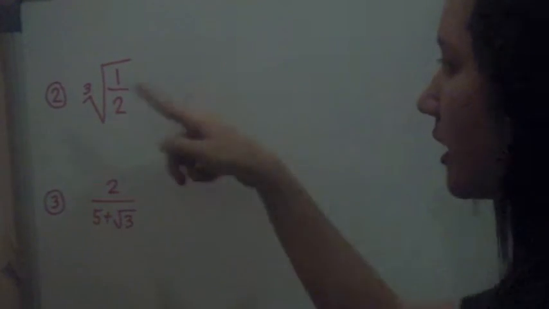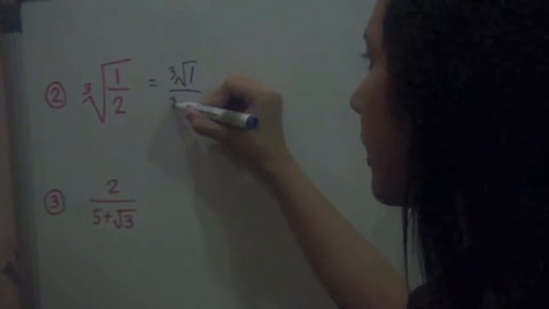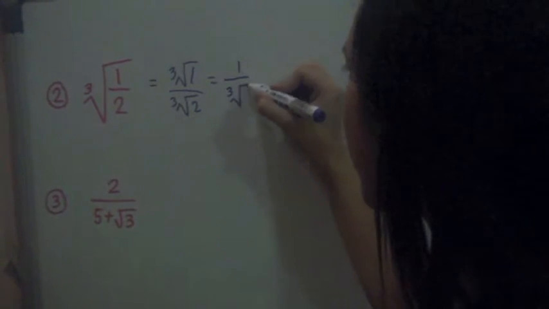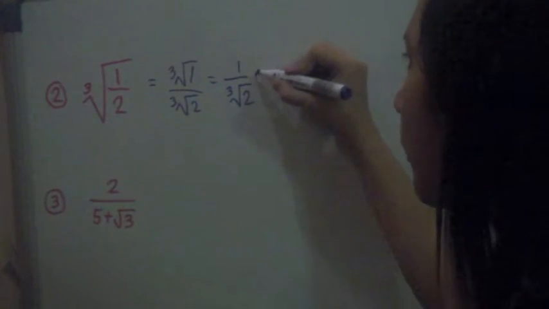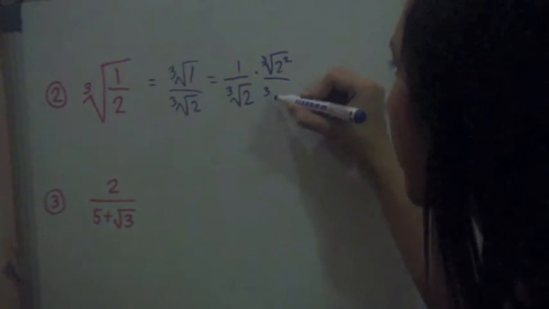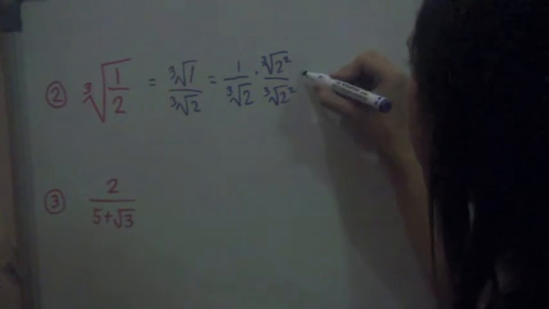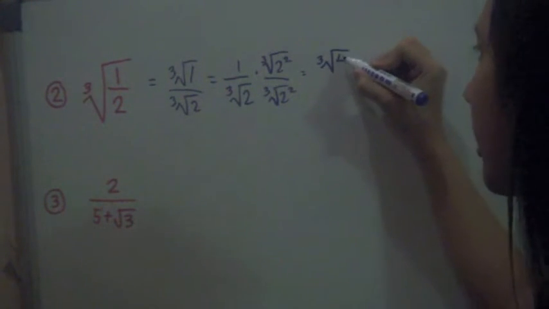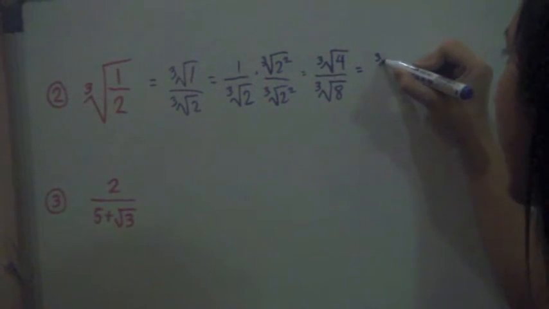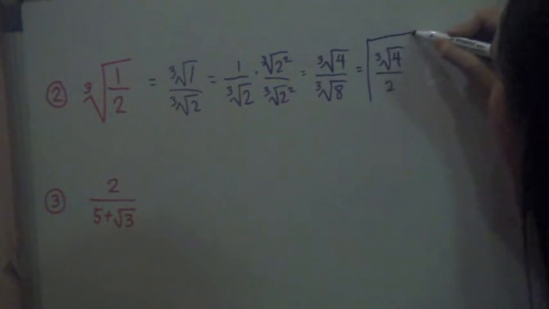So our second problem is the cube root of 1/2. This is the same as the cube root of 1 over the cube root of 2. Now the cube root of 1 is equal to 1, and then we have cube root of 2. So to remove the cube root in the denominator, we multiply the expression with the cube root of 2 squared over cube root of 2 squared, since we need to get a perfect cube. So this will give us the cube root of 4 over the cube root of 8. The cube root of 8 is equal to 2. So this is our final answer.